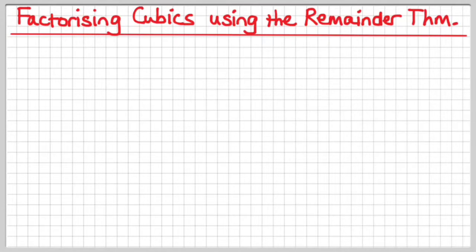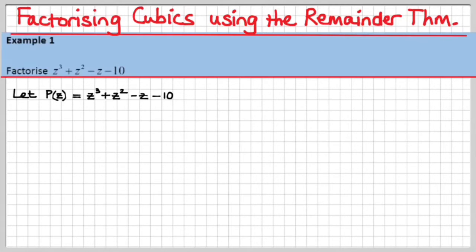Now we're going to factorise some cubics using the remainder theorem or the factor theorem, which you have learned in maths methods, and we're going to apply that theorem to factorise some cubics. So let's have a look at this. Example 1, we've got to factorise this little beastie here. I'm calling it p of z.